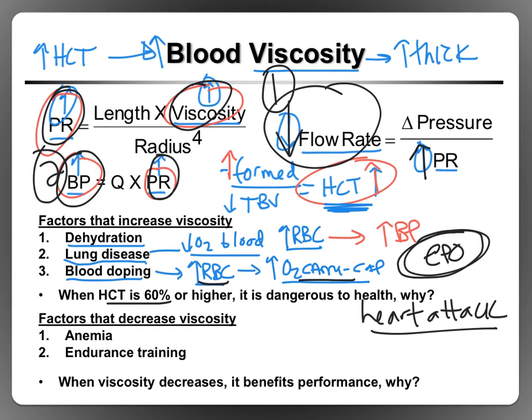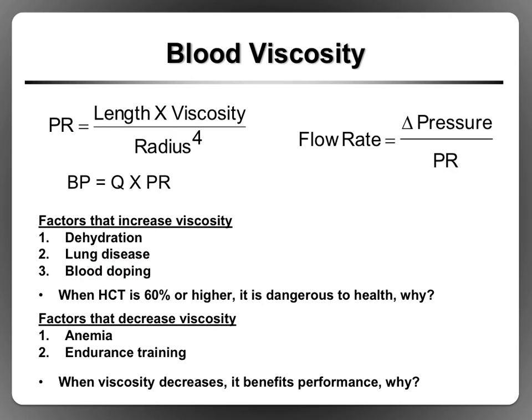So let's talk about the factors that decrease viscosity. All right, got a clean page here. So one of them would be anemia, which is pretty obvious. So what anemia is, different causes of anemia, but one of the most common causes of anemia is low red blood cells. Okay, for some reason the body's not producing enough. And like I said on the last slide, this happens often with people going through chemotherapy, where a lot of the red blood cells are killed off in chemotherapy. Their red blood cell counts are low.